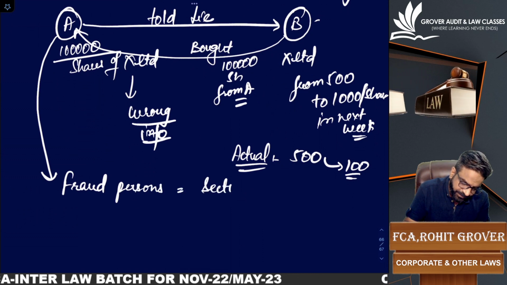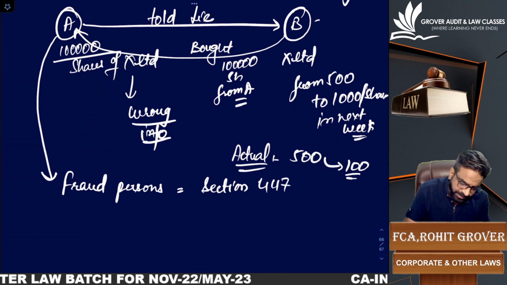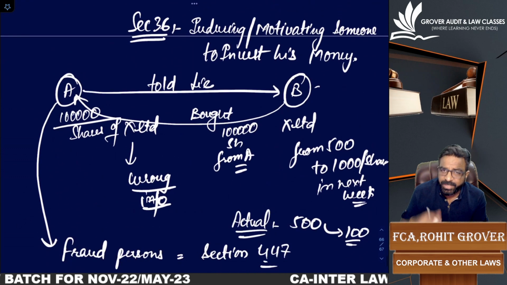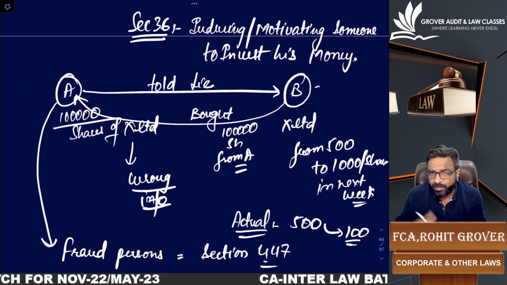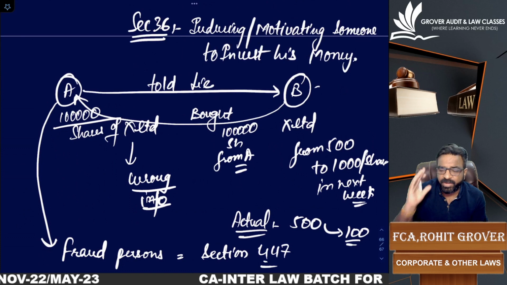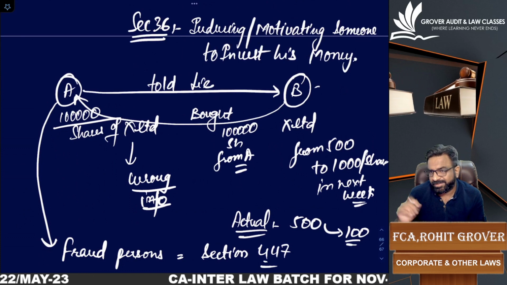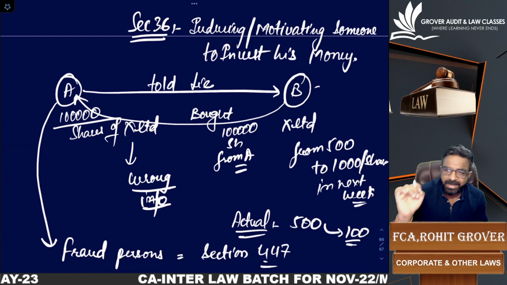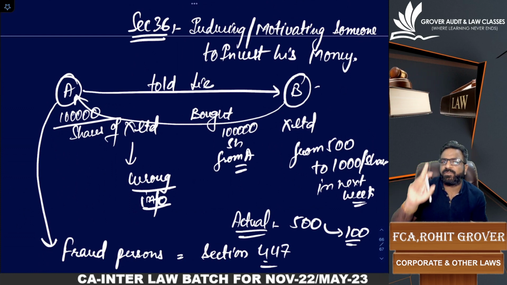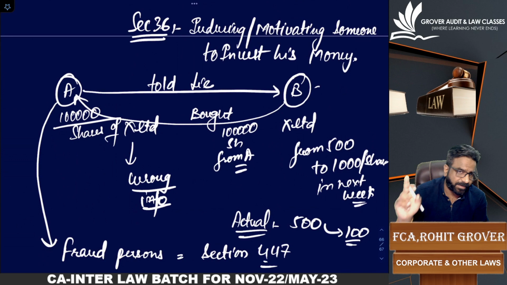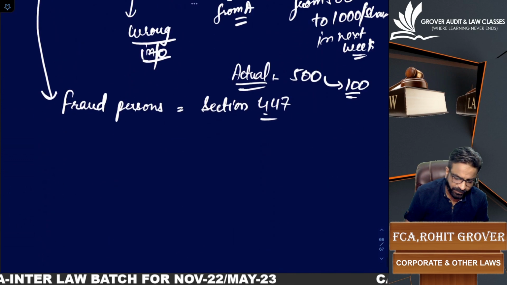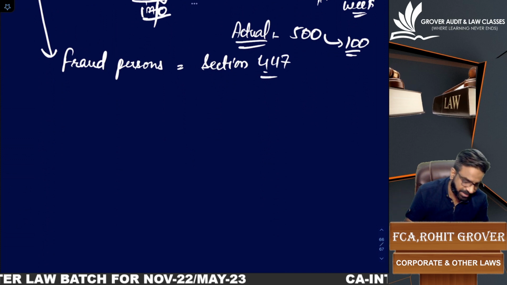Section 447. This is what section number 36 is saying. So if you induce any person, if you motivate any person to invest their money by giving them fraudulent or cheated information, then in that case, what will happen? In that case, you are guilty of fraud and you will be penalized under section 447. So if B makes a complaint, then A will be behind bars, penalized under section 447. So how are we going to write section number 36?